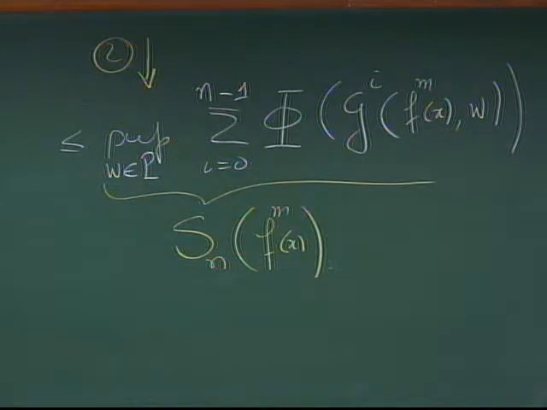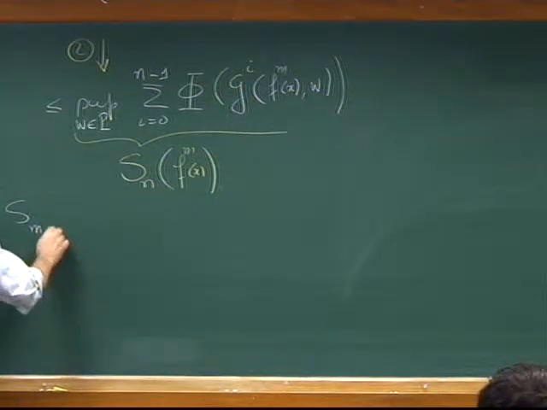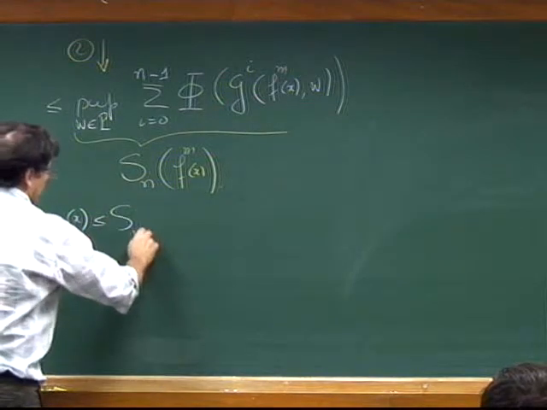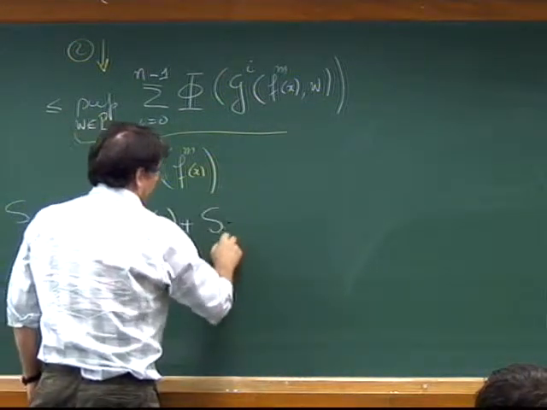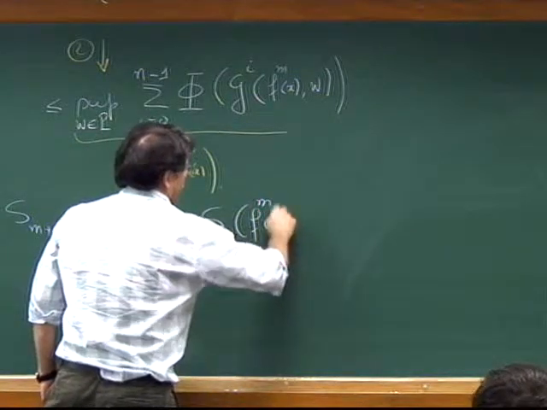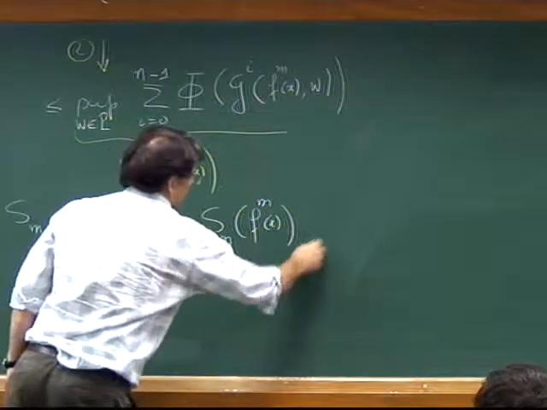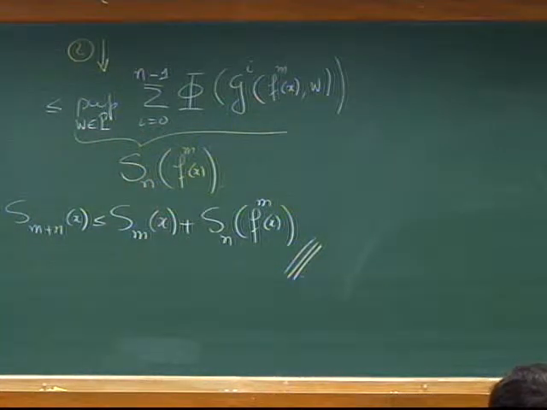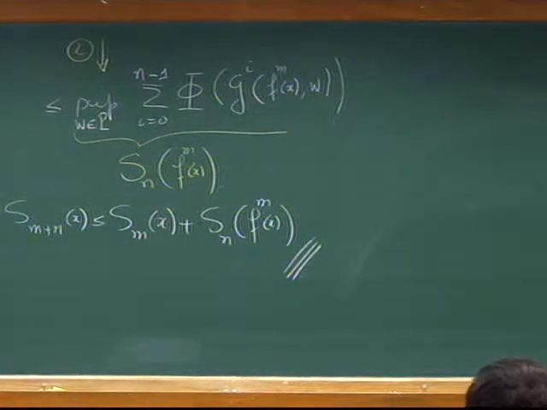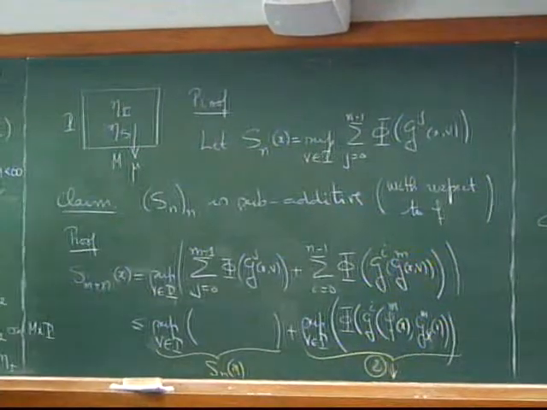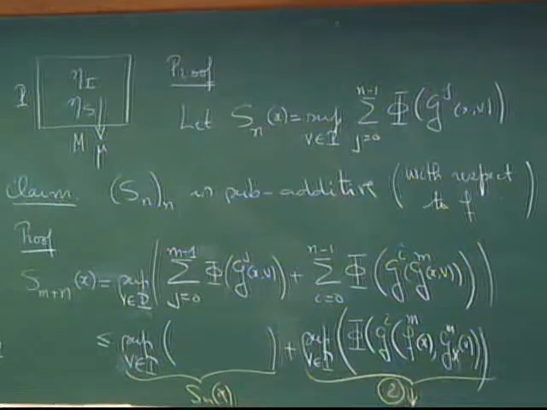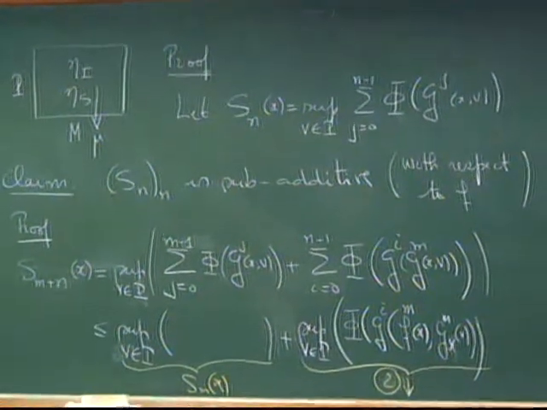Okay? So what I proved is that S_{m+n}(x) is less or equal than S_m(x) plus S_n(f^m(x)). And that's precisely what I wanted to prove. That's what subadditivity means. Any question? When you say subadditive, I have to say with respect to some dynamical system, and the one that is relevant here is f. These are functions defined for points in M. Okay?